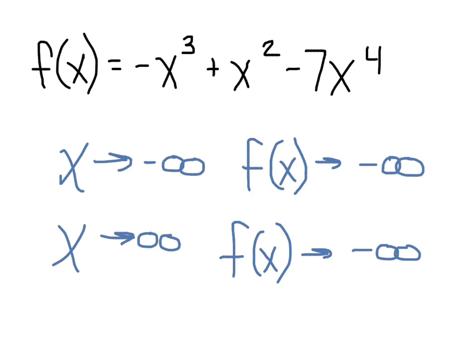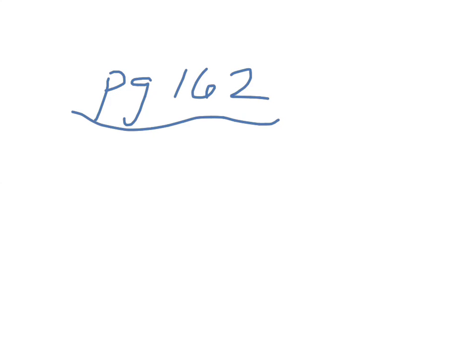So the first one's going to ask you to identify if it's a polynomial or not, then write all those different pieces. The second part is going to say evaluate them. The third part is going to say determine or describe the end behavior. So it starts on page 162, 3 to 19 odds.